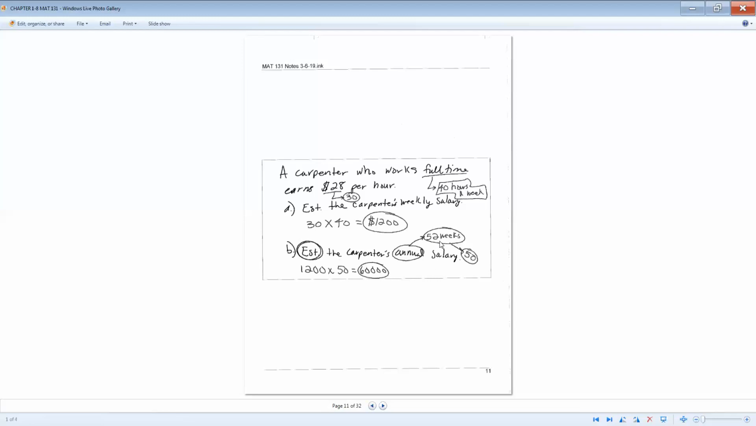Even though in our own calculations, we don't want to shortchange ourselves 2 weeks. Once again, this is what the book wants you to do in order to get an estimation. So we'll do 50 times the 1,200, which would be 60,000. So he will estimate the carpenter will make 60,000 annually.